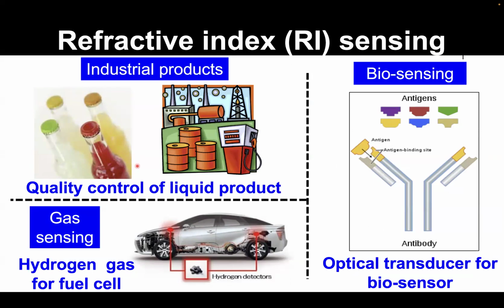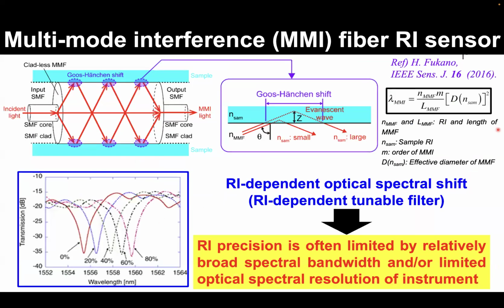Therefore, there is a considerable need for RI sensing in the fields of the evaluation of industrial products, gas sensing, biosensing, and so on. One representative fiber RI sensor is a multimode interference, or MMI, fiber sensor, like here. The MMI fiber sensor is composed of coreless multimode fiber together with input and output single mode fibers at both ends. The incident light is diffracted, repeats the total reflection, and goes towards the output SMF.